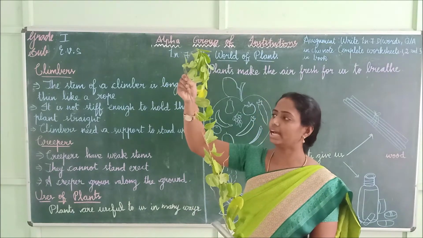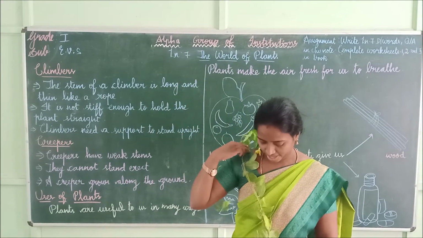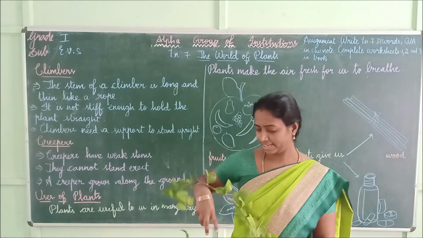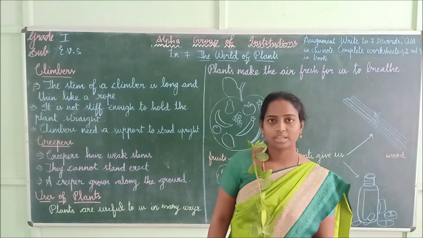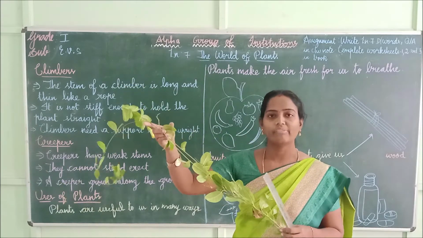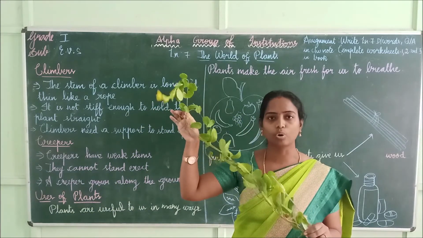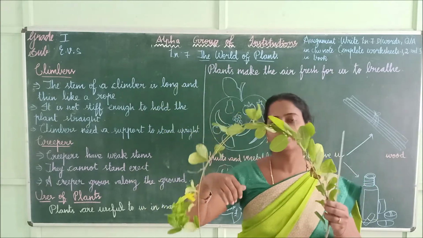So climbers need a support to stand up. See, if I place it like this, it has a support, isn't it? It can have a support like a wall or a window or anything. Only if it has a support will it grow. So this is an example of a climber.